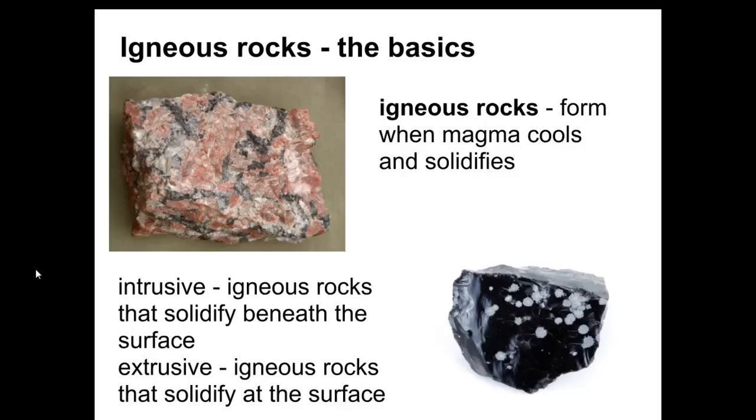The other picture shown here on the bottom right-hand corner is a picture of snowflake obsidian. This igneous rock formed in a very different fashion than the piece of granite shown above. This igneous rock, in fact, is a piece of igneous glass. There are no crystals in this rock.